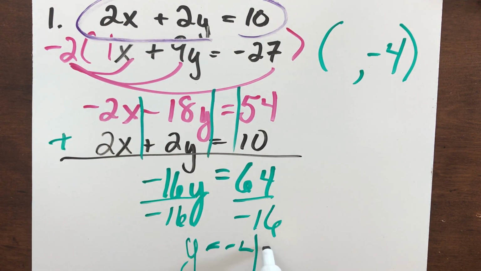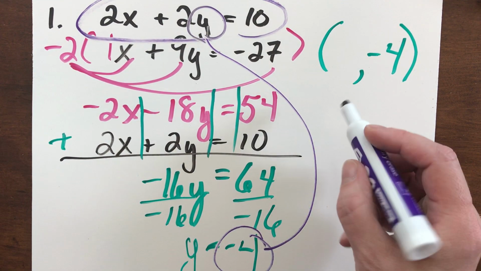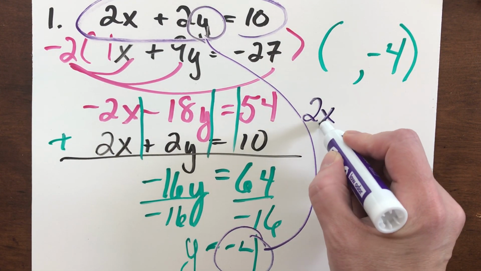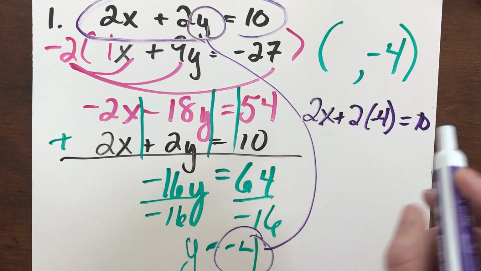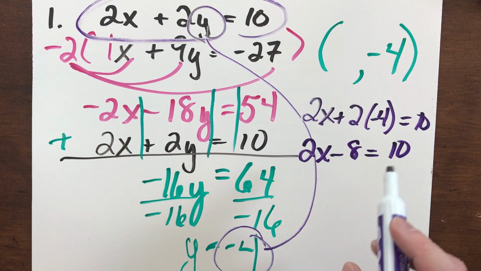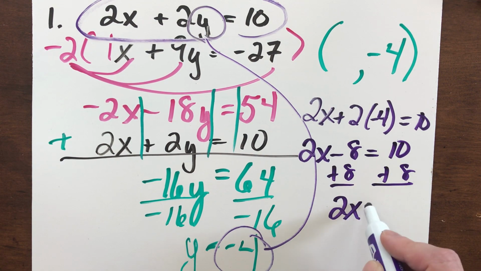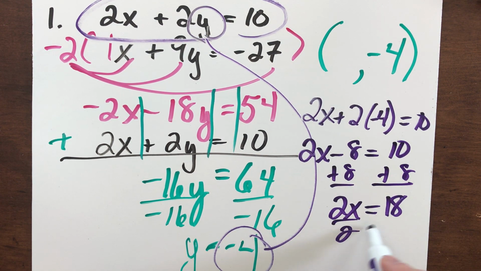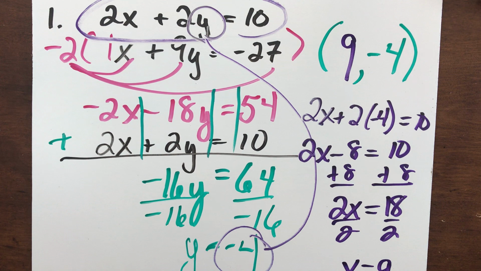So I'm going to plug in the -4 in place of my y. So I'm going to have 2x plus 2 times -4 equals 10. I have 2x minus 8 equals 10. I'm going to add 8 to each side. I get 2x equals 18. I divide by 2, and x is equal to 9. So x is 9.